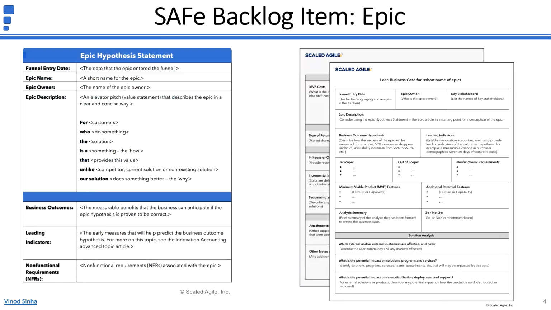On the right-hand side is the lean business case template where minimum viable product features are outlined so that time to market can be shortened without waiting for all the features to be delivered. Also, the actual product can be validated by real customers early on.